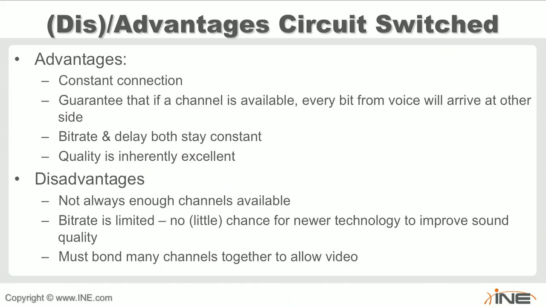And another disadvantage is that we have to bond multiple channels together if we want to enable video. So if you've ever worked with traditional video conferencing, H.320, we had to take multiple BRI or at least multiple B channels, whether they were part of a BRI or part of a PRI, and we had to bond those together in order to allow enough bandwidth or width in our time division multiplexing in order to allow a video signal to look decent.